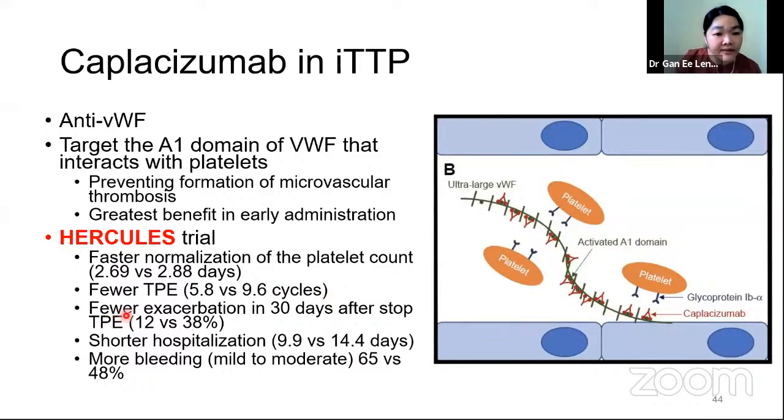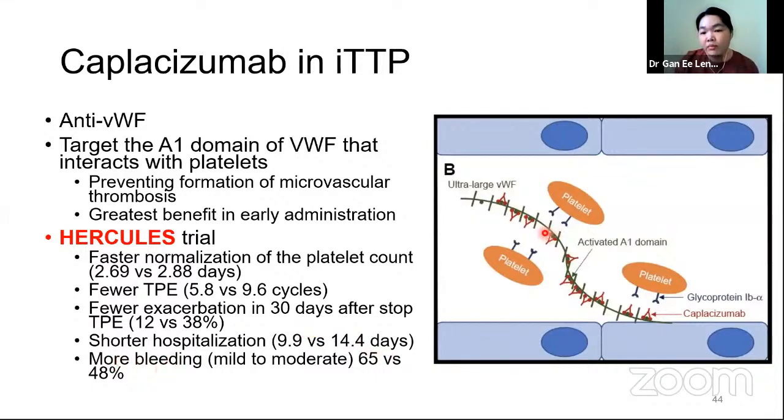In the caplacizumab group, they have fewer exacerbations in the 30 days after stopping the plasma exchange, which is 12% of them having exacerbation, meaning that the platelets drop again within 30 days. However, in the placebo group, we have 38% of patients who experience exacerbation of the TTP after stopping TPE. And I think this is quite significant as well, in which in the caplacizumab group, the hospitalization days is about 9.9 days versus 14.4 days in the placebo group.